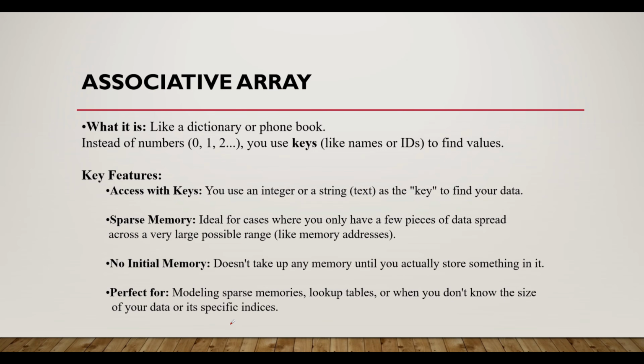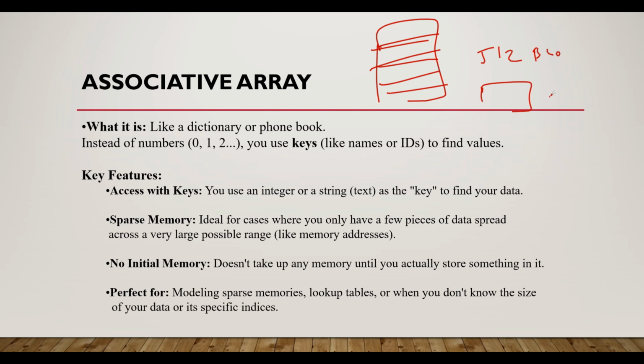Now the last one was the associative array. Suppose you have 512 blocks of memory and you want to directly write into location 255. Your associative array provides this facility to access any memory location in between. Whereas in a dynamic array or queue array, you are not allowed to access the in-between memory, that is, sparse memory.